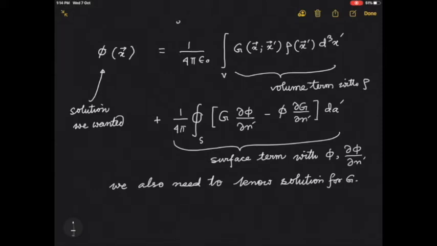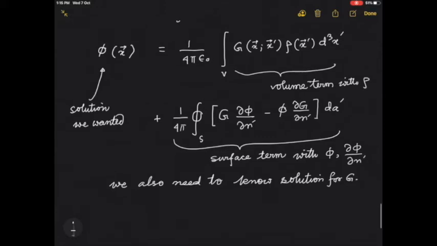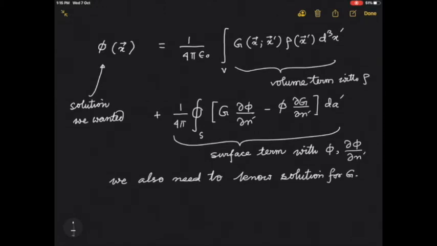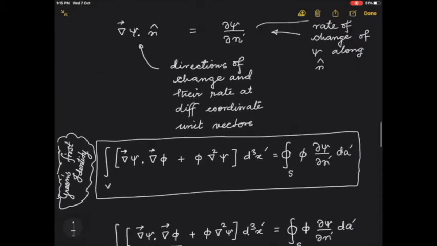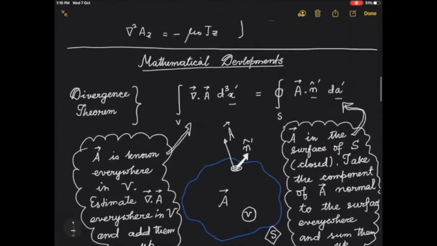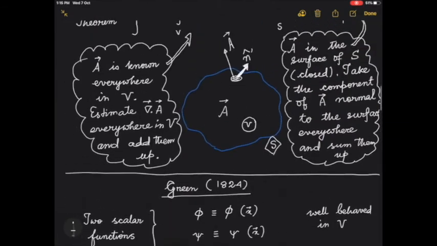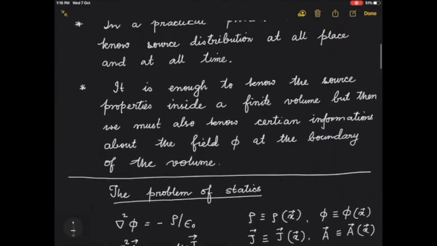So if you know g, the Green's function, if you know rho everywhere inside the volume, and if you know some properties of phi on the volume as painted on the surface of the volume, we will be able to write down the solution for Poisson's equation. This is what this expression tells you, and that's exactly what we said we wanted.